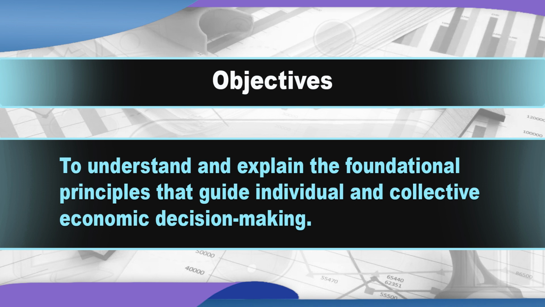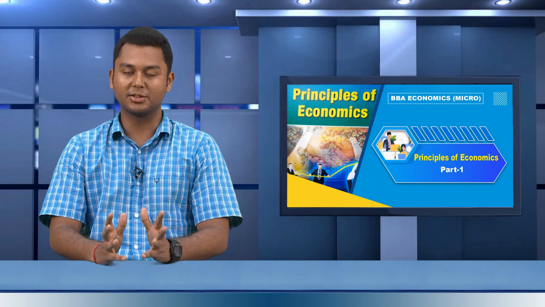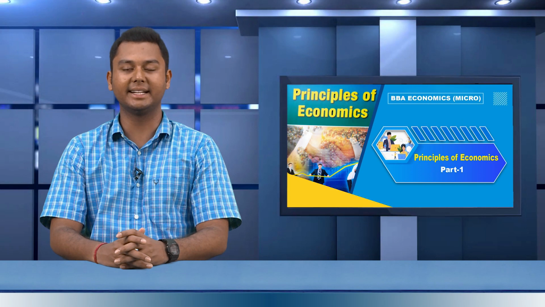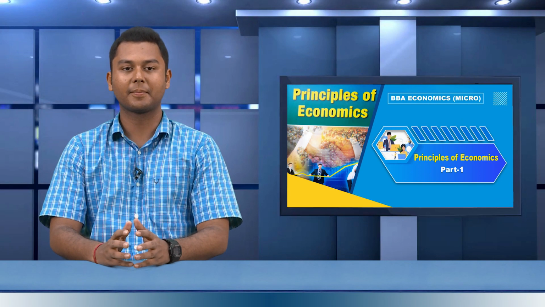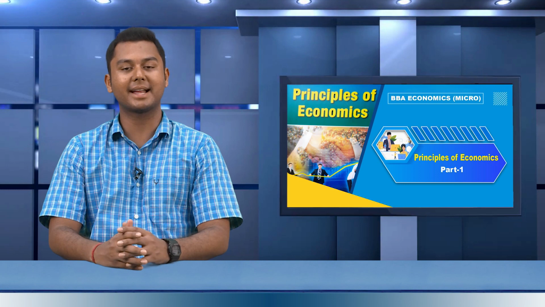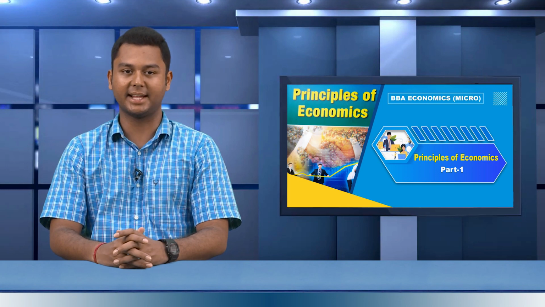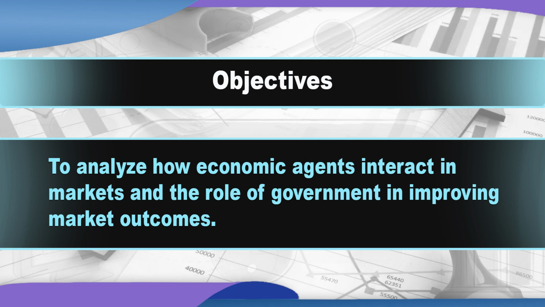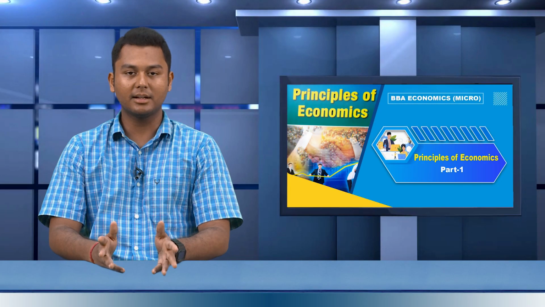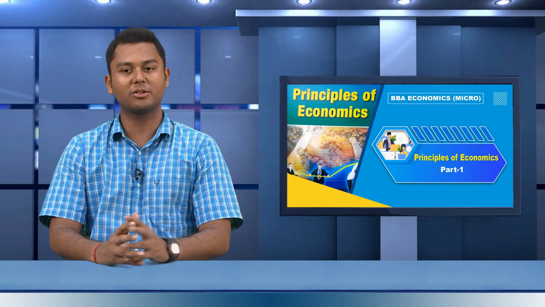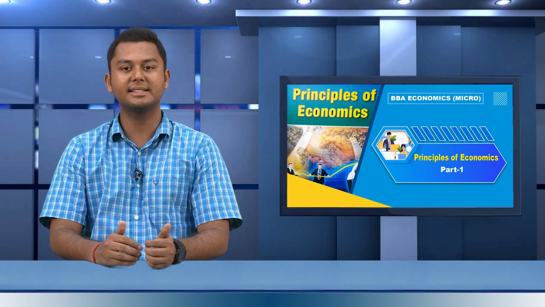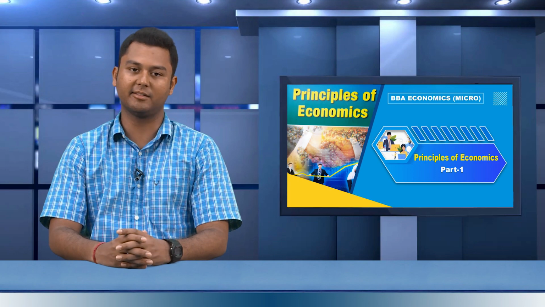To understand and explain the foundational principles that guide individual and collective economic decision making is the first objective. The students here will be able to identify trade-offs, assess opportunity costs and apply marginal analysis in real life scenarios. Next is to analyze how economic agents interact in markets and the role of governments in improving market outcomes. Here you students will examine the benefits of trade, the function of prices and the rationale behind government intervention.